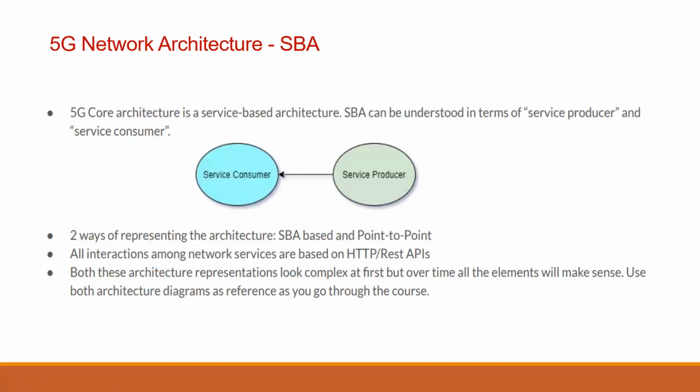A further understanding of this is that SBA can be understood in terms of service providers and service consumers. So one network function is a service provider, and the other network function that needs to utilize its services is called a network consumer. So it's a communication between network producer and network consumer: the consumer requests a service from the network producer, and the network producer provides the service to the network consumer. Hence, it's called a request-response architecture. And all interactions are based on HTTP REST API.